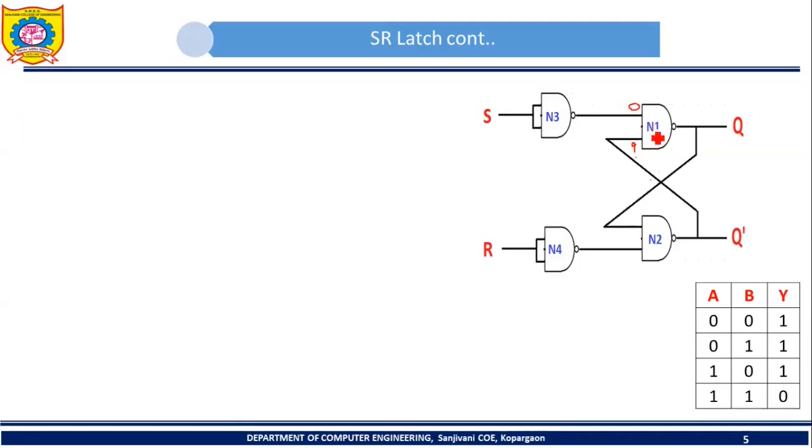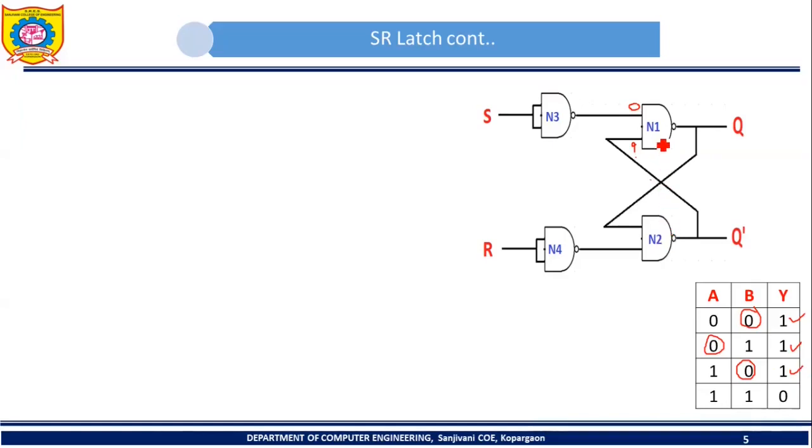If we know that one of the inputs of NAND gate N1 is 0, and suppose we don't know the status of the other input, whether it is 1 or 0, can we predict what will be the output of that NAND gate N1? See this truth table. From this truth table it is clear that here we have 0, here we have 0, here we have 0. Now here there is no 0. So when one of the inputs of a NAND gate is 0, the output of the NAND gate will be 1.